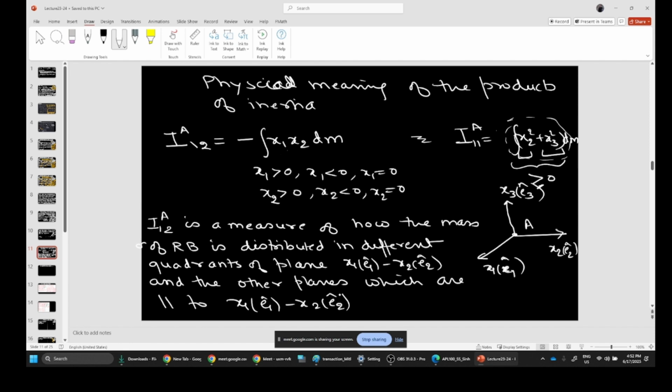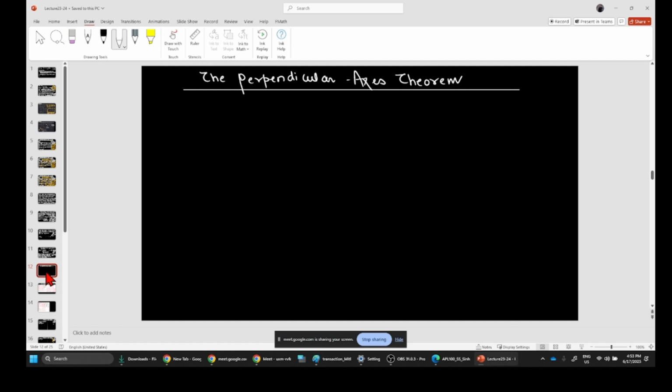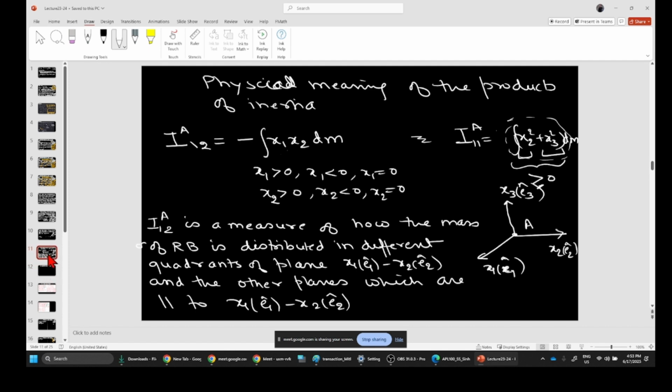This is my own attempt to explain it. You don't find an explanation like this in many books. At least I haven't come across any explanation in any book. They just give the expression and move on. It is a measure of how the mass of RB is distributed in different quadrants of the plane x1 e1, x2 e2 and the other planes which are parallel to x1 e1, x2 e2. Let me elaborate on this further, what I mean by this.